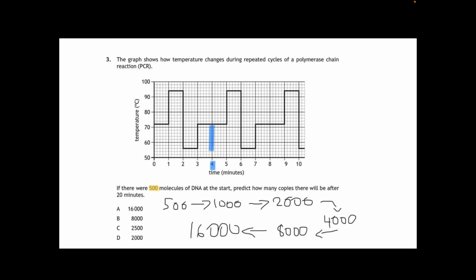So the question says it's going to take 20 minutes, and the graph shows us it's 4 minutes for one cycle. So in 20 minutes, you should be able to work out you're going to get 1, 2, 3, 4, 5 cycles. So therefore, always remember the 500 is before the PCR, so that's 0 minutes. 1,000 is 4 minutes, 2,000 is after 8 minutes, 4,000 is after 12 minutes, 8,000 after 16 minutes, and therefore 16,000 after 20 minutes. So that's our answer.